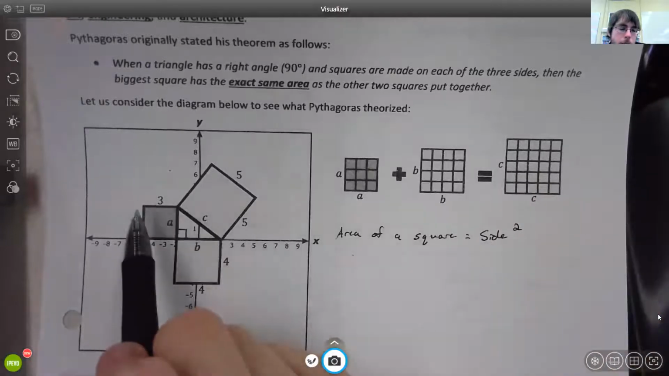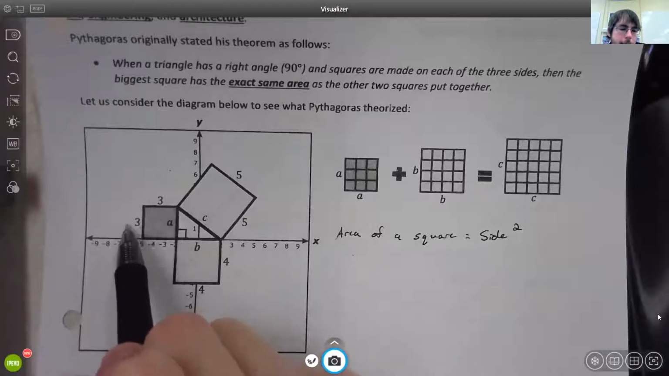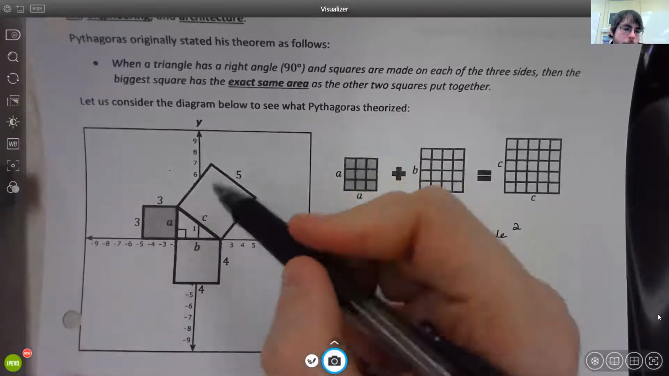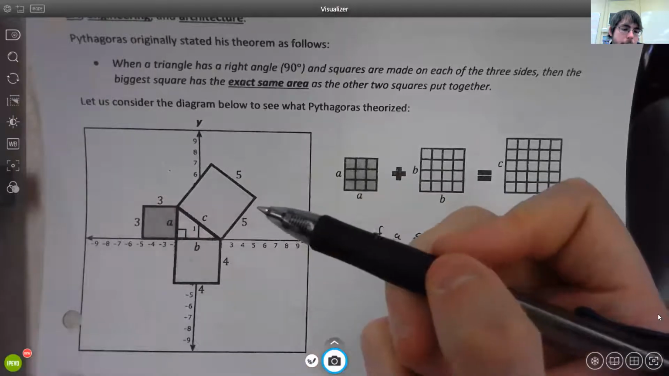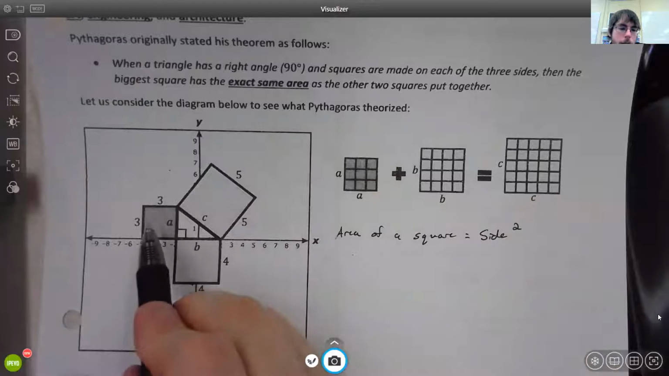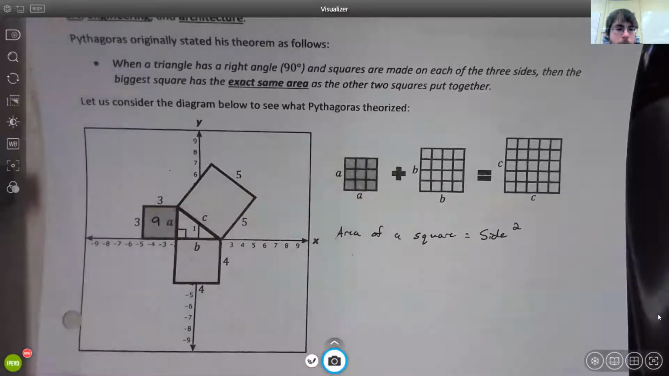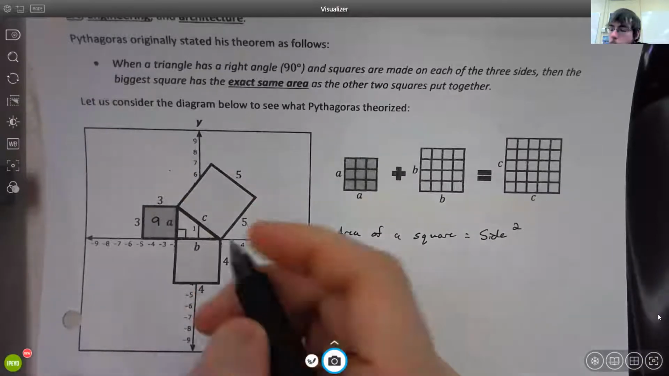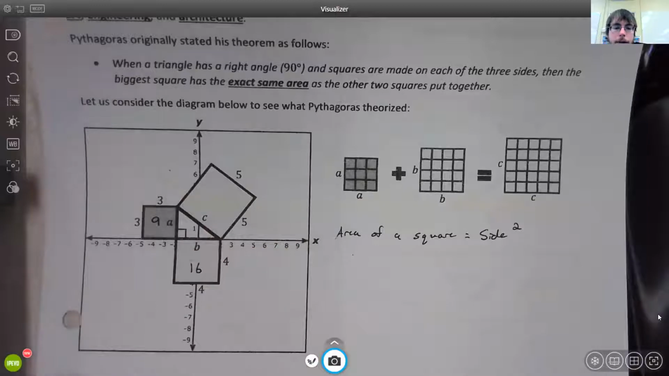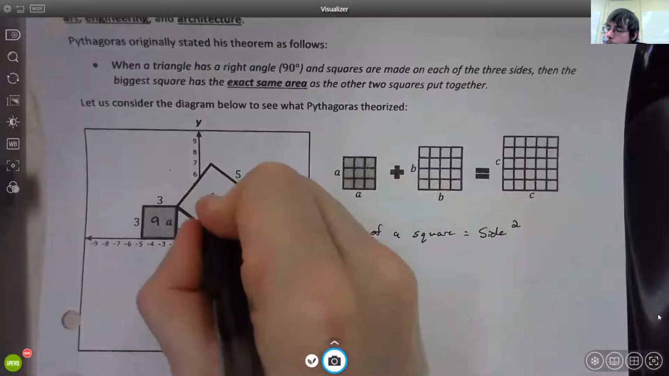Okay, so if we look here on this square, we have a side length of 3, and this is on a coordinate plane. It goes up 1, 2, 3 spaces. So the area of our small square here, 3 squared, is 9. Our area of our square here, 4 by 4, is 16. And here we have a 5 by 5 square, and that is 25.